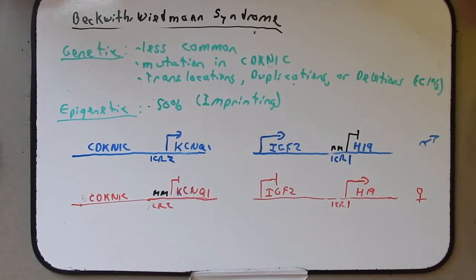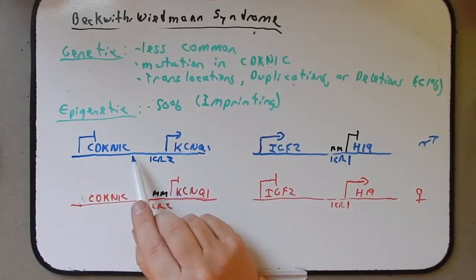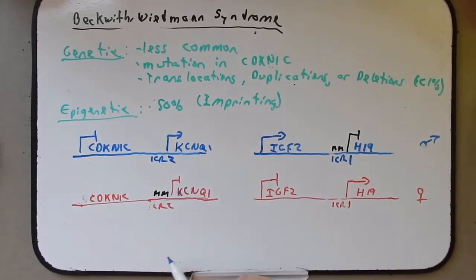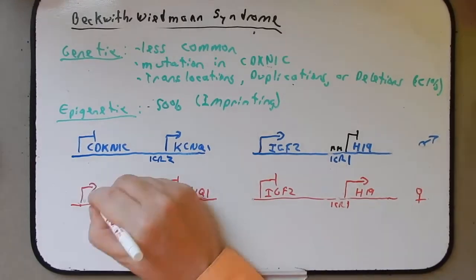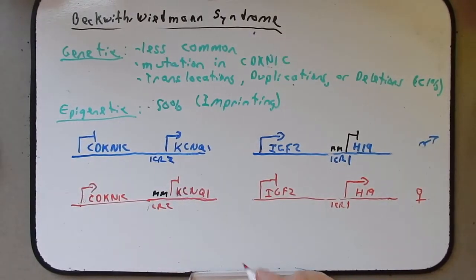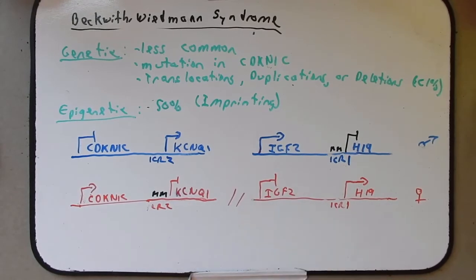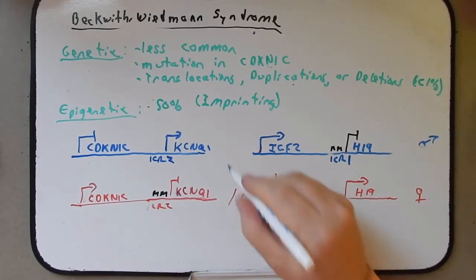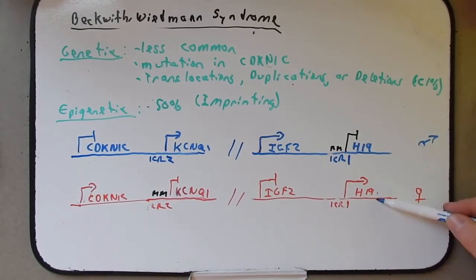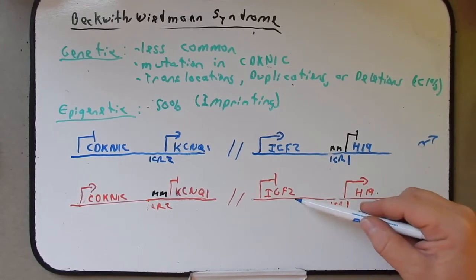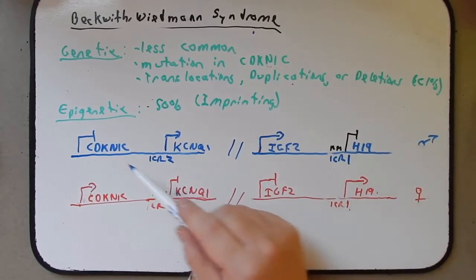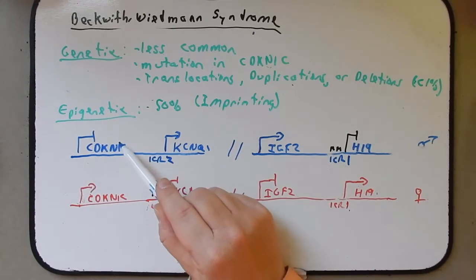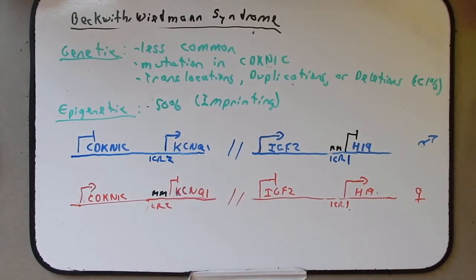is expressed. Just like we saw here when we expressed this, the CDKN1C is not expressed on the paternal chromosome, and on the maternal chromosome, CDKN1C is expressed. So we have differing effects here depending on which part of the chromosome we're talking about. In one instance, using the IGF2, it is maternally imprinted, but in the case of CDKN1C, it is paternally imprinted.